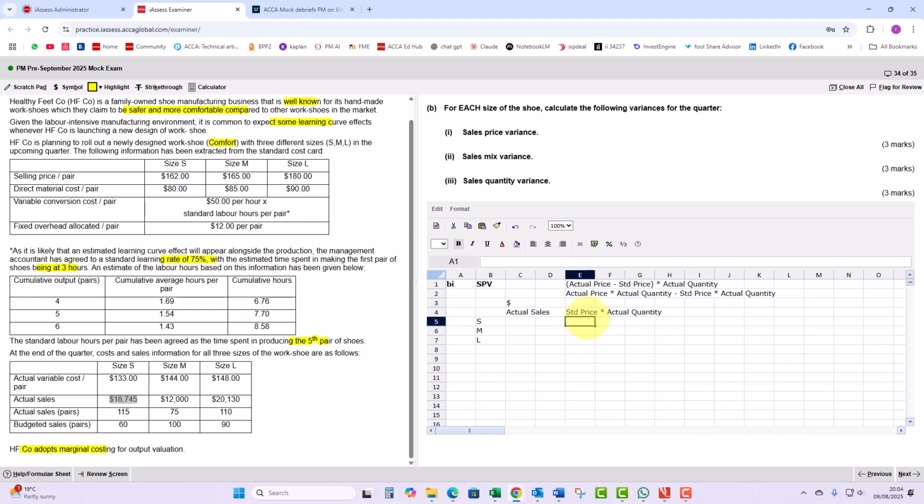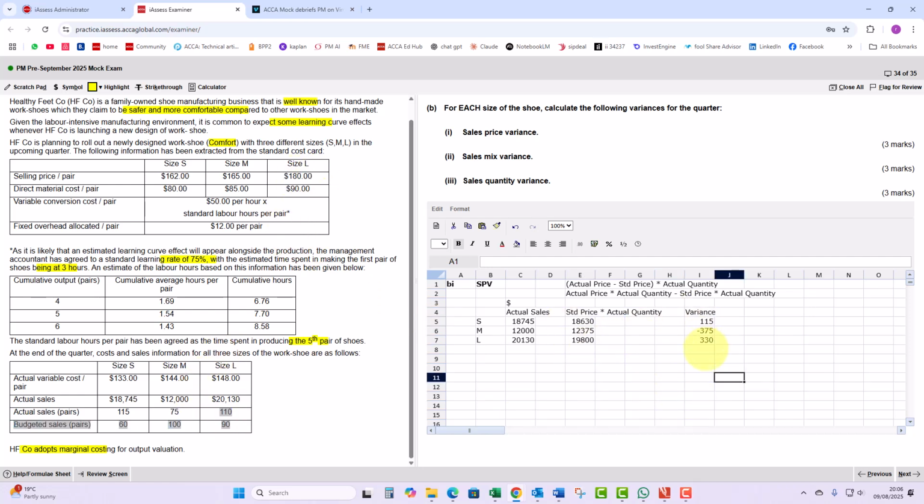If you struggle with variances, it's absolutely fine to write it out like that, just so you know that you're picking up the right figures. If you're more comfortable, you'll probably use some sort of shorthand. So this column I'm just copying straight across from what I've been given in the bottom table in the row that I've just looked at, the actual sales. And now I need the standard price by the actual quantity. So for small, the standard price is 162 and the actual quantity is 115. For medium, it's 165 multiplied by the 75. And then for large, it's 180 multiplied by 110.